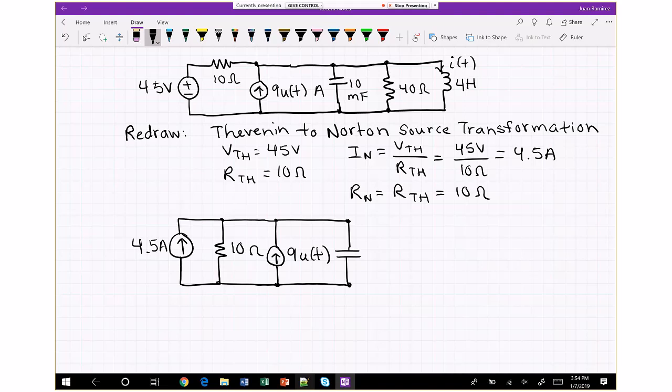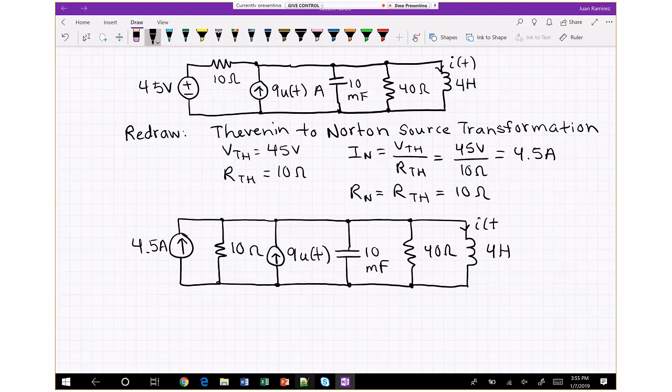And I apologize, my penmanship with the OneNote is not amazing. Okay. Everything else kind of looks the same.